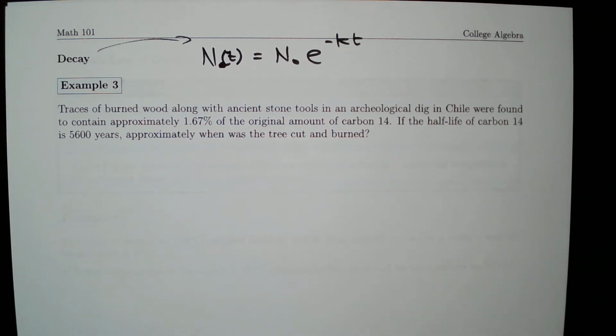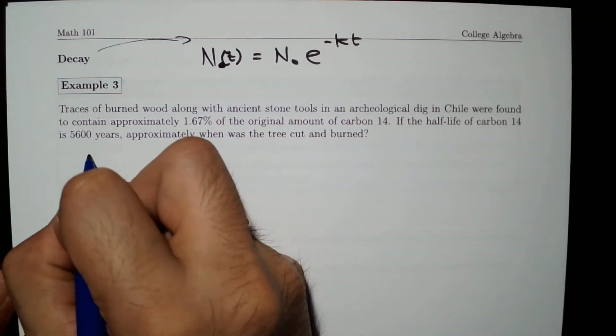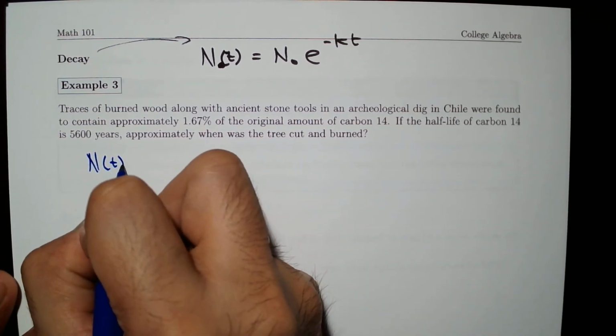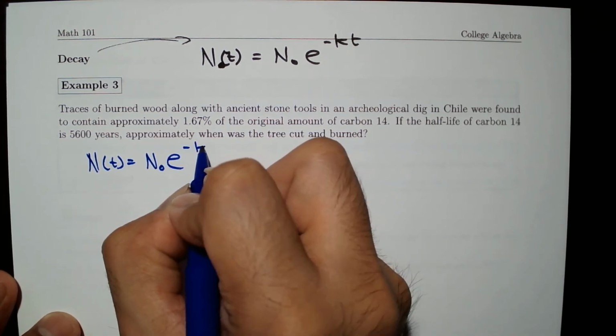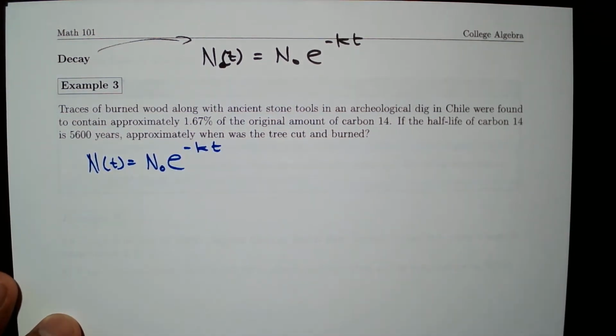All right, so let's find out how we are going to use this formula. We're going to start by writing N of t equals N initial e to the negative kt. We're going to forget about this 1.67% for a second.